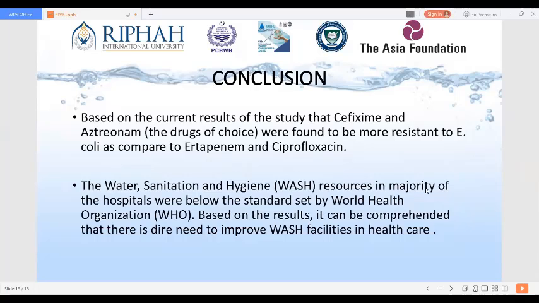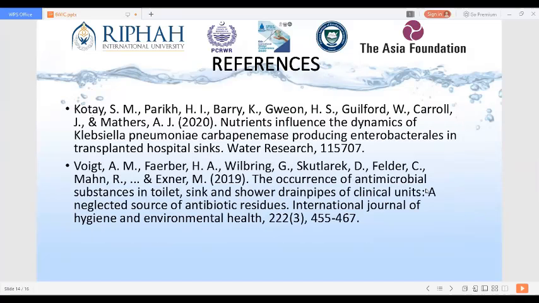Conclusion: based on the current results of the study, we found that cetirizine and aztreonam were more resistant to the E. coli as compared to ertapenem and ciprofloxacin. And the water sanitation and hygiene sources in the majority of hospitals were below the standards set by the WHO, World Health Organization. Based on the results, it can be concluded that there is a very dire need to improve the water facilities in the healthcare system.